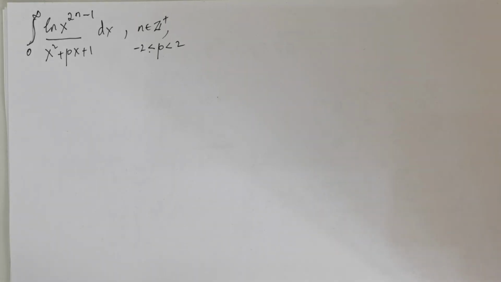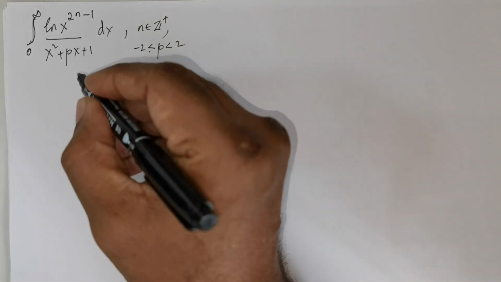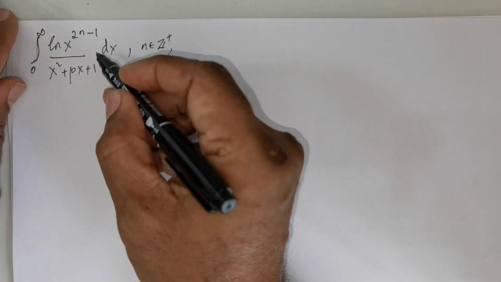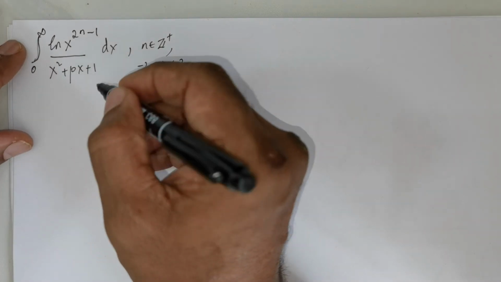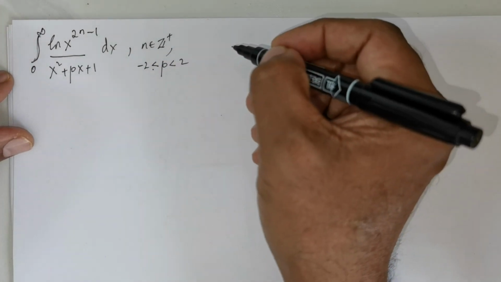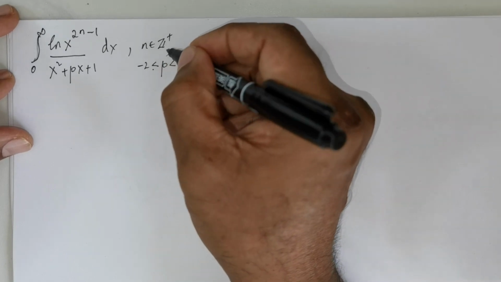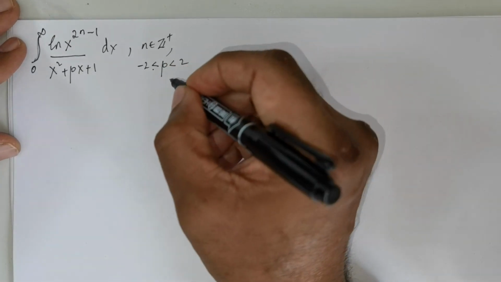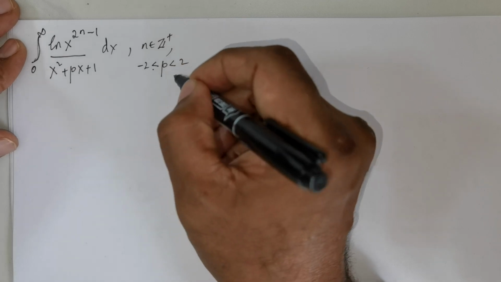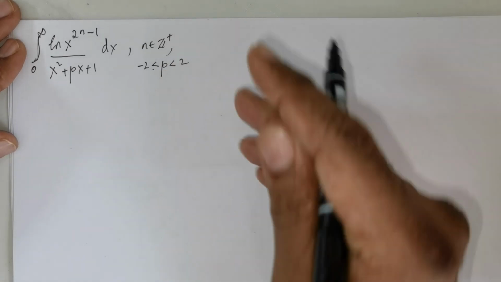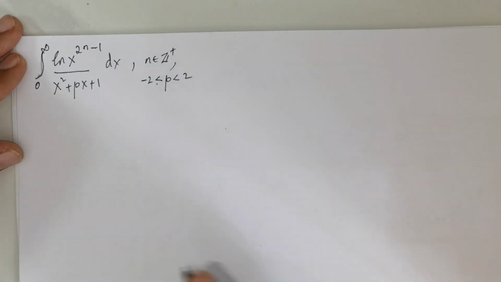Welcome students, we've been given this question: integral 0 to infinity of ln x raised to the power of 2n minus 1, divided by x squared plus px plus 1, times dx. n is an element of the positive integers and the value of p lies between negative 2 and 2. So these are the boundary conditions. We are expected to integrate this.